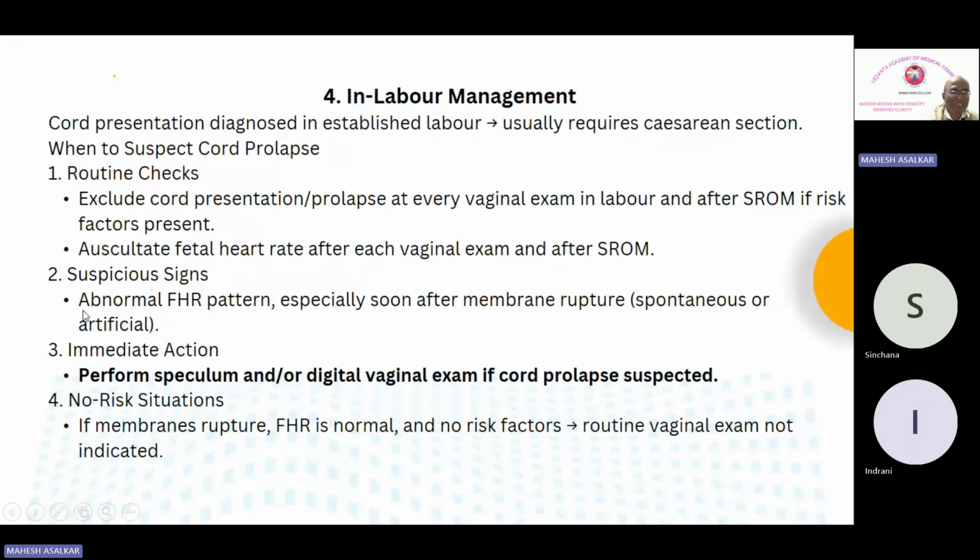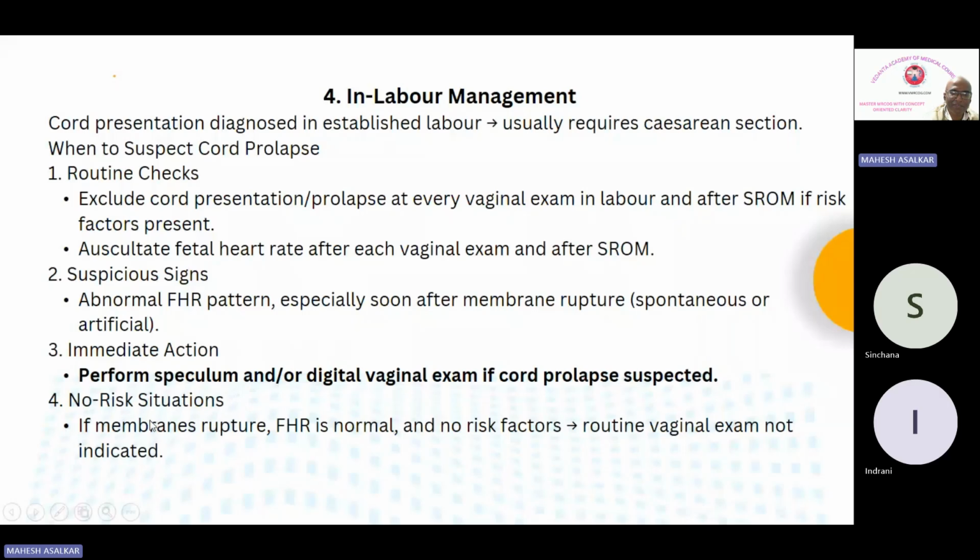What are the suspicious signs? The main one is an abnormal FHR pattern, especially after rupture of membranes. Immediate action is to perform a speculum and/or digital vaginal examination if cord prolapse is suspected. So what is the next step when you suspect it? They may give you a scenario where the membranes are ruptured and the CTG is showing an abnormal FHR. What will be the next step? Perform a speculum or digital examination to rule out cord prolapse, since we are suspecting it. These are the concepts you should understand. Sometimes they ask you the next step and you discuss the management, shifting the patient for cesarean section. Read carefully what is asked in the question.